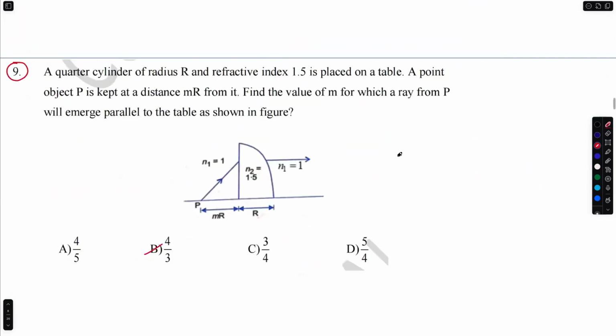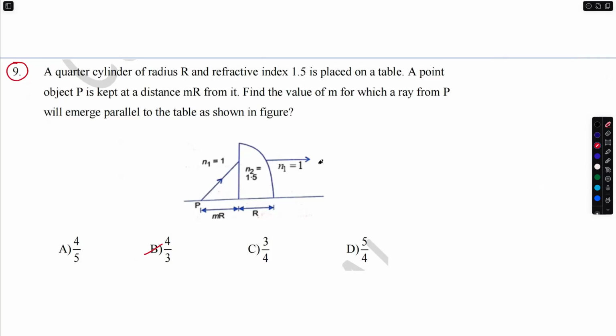Only this question left, isn't it? Right. A quarter circle of radius r and refractive index 1.5 is placed on a table. A point object P is placed at a distance mr from it. Find the value of m for which the ray from P will emerge parallel to the table as shown in the figure.